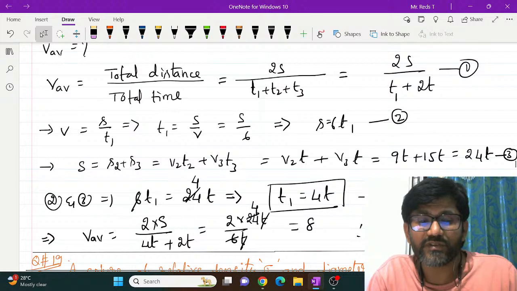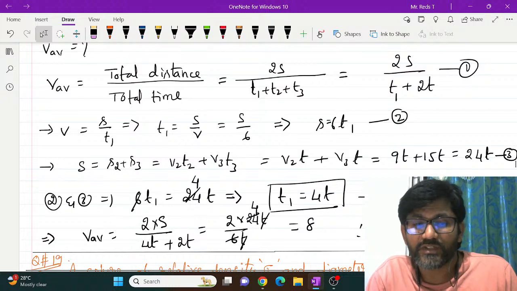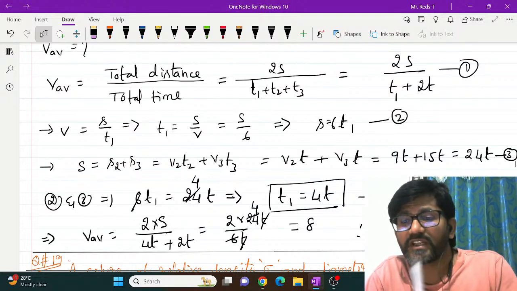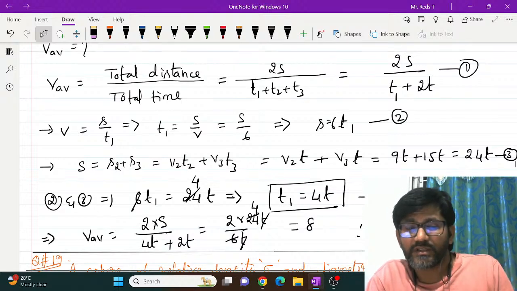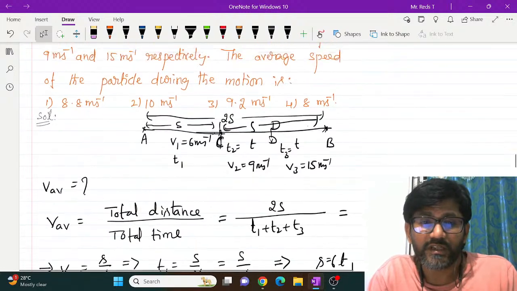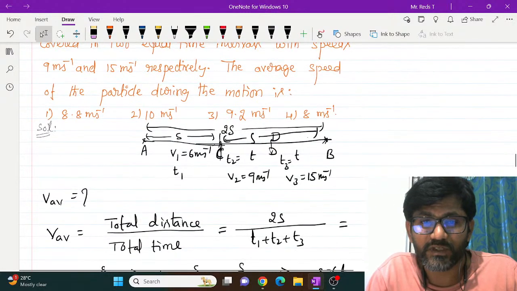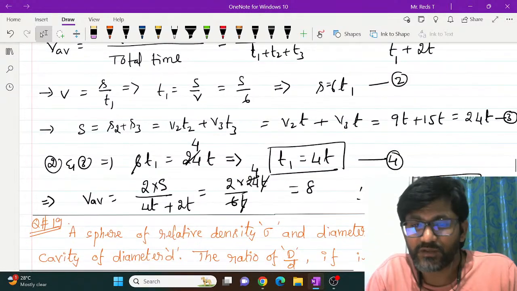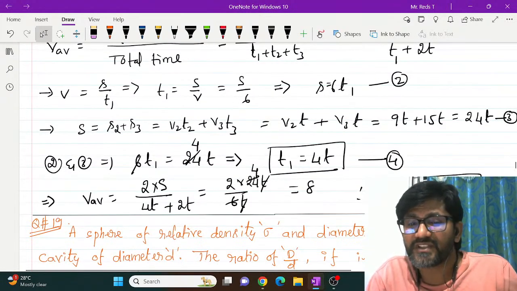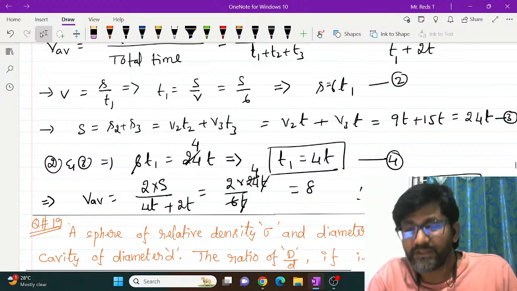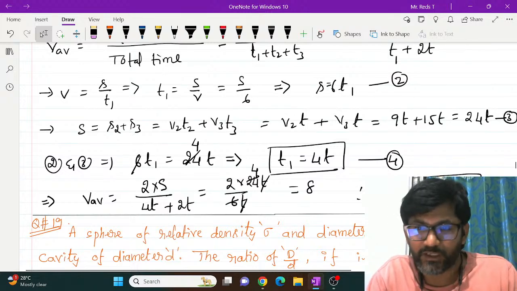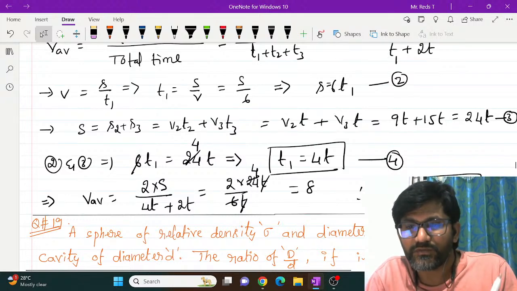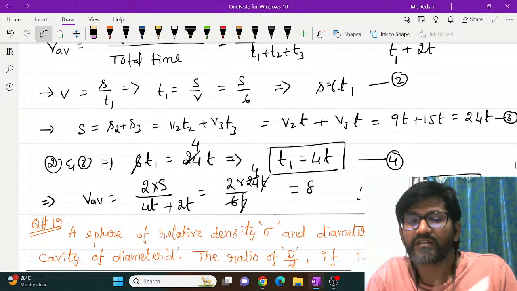After simplification we get average speed, as average speed is 2s by t1 plus 2t from equation 1. So we get 2s by 4t plus 2t. T1 is 4t, plus 2t, so it is 6t. So 2s by 6t. But s in terms of t is why we have to substitute, because the final value should not have unknowns. If you see the options, they are given in numerical values, so you have to eliminate the unknown parameters. If you represent s in terms of t, then it can cancel out. Otherwise you have to take t in terms of s. Either way you can take, no problem. So 2 into s is 24t by 6t. Then on simplifying it you will get 8.